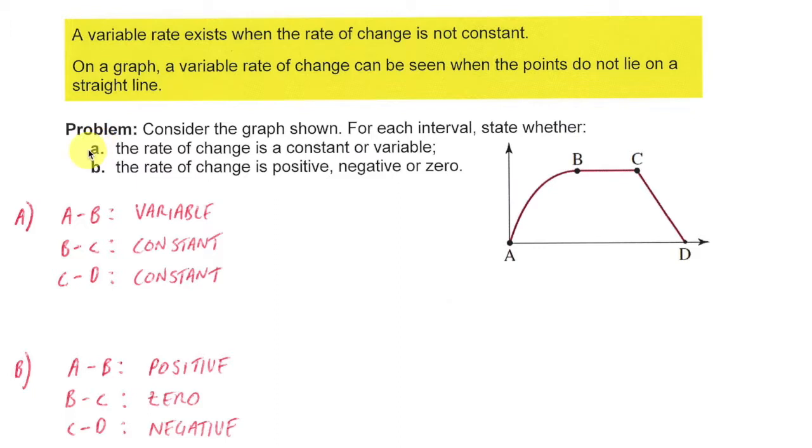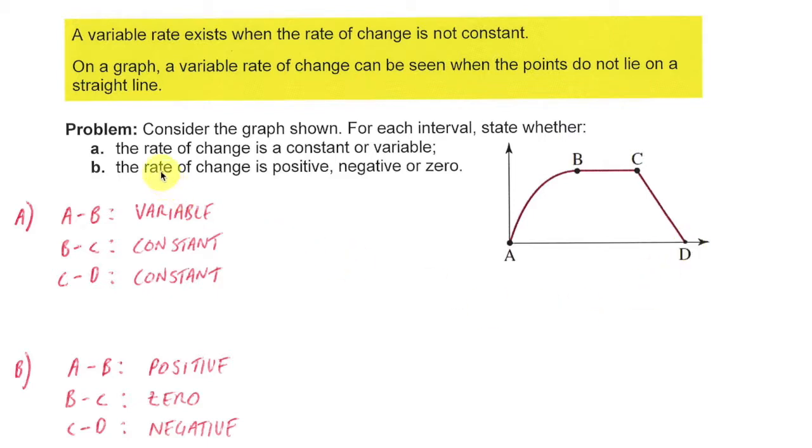Firstly, we need to work out the rate of change, whether it's constant or variable. All right, so if it's straight, it's going to be constant. So we're going to break it up from A to B, and you can see there that that's a curve. So that represents a variable rate. As the X changes, the Y changes, of course, but it doesn't do it consistently. You can see that shape there, it's a curve, so therefore that represents a variable rate. From B to C, it's a straight line, so that represents a constant rate, and C to D, also a straight line, represents the constant rate.